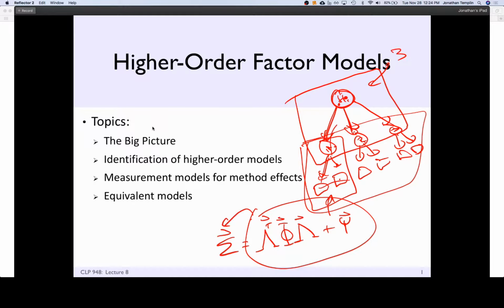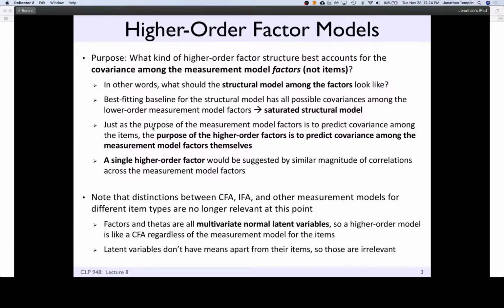Well, this higher order factor model goes and grabs this term right here. This is the variance covariance matrix of the factors, and it does the same process on it. It's basically saying, okay, I have this pattern of variances and covariances of my factors. Can I factor analyze that, or put a factor on that itself, and describe that pattern of variances and covariances? So that's how it's working. Which higher order factor structure best accounts for the covariance amongst the measurement model factors? Remember, this is not the items, this is the factors themselves.